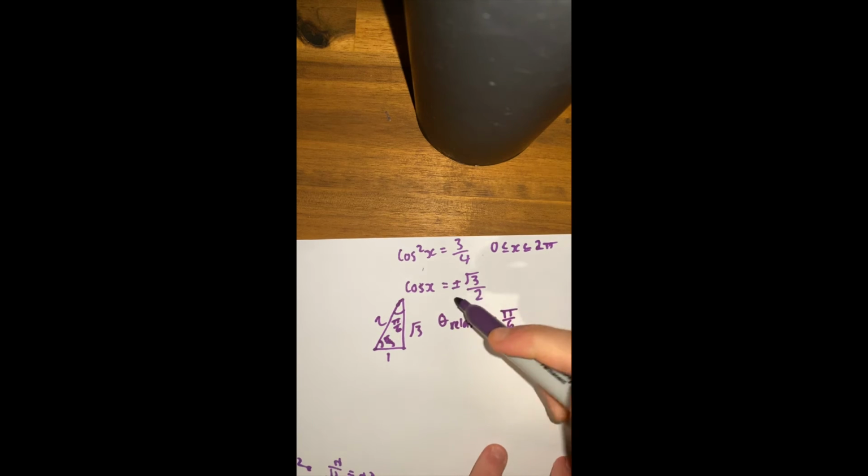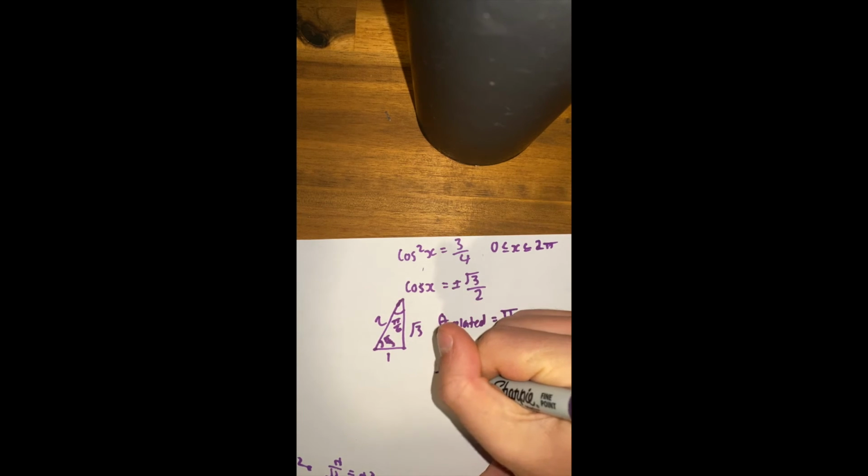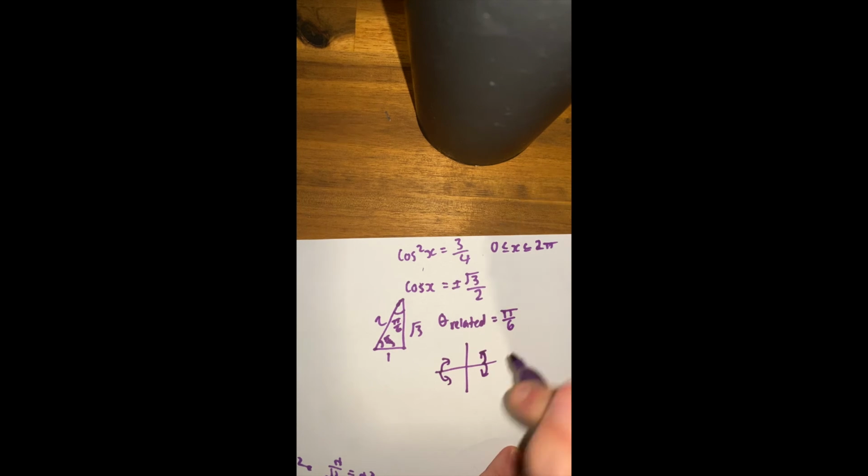Now notice how, because we square rooted it, it can be plus or minus. So that means we have a solution in every single quadrant. So we can go that way, pi on 6, this way, pi on 6, that way, pi on 6, and this way, pi on 6. Also, it's important to know that the related angle is just the acute angle, which is what allows us to do this.